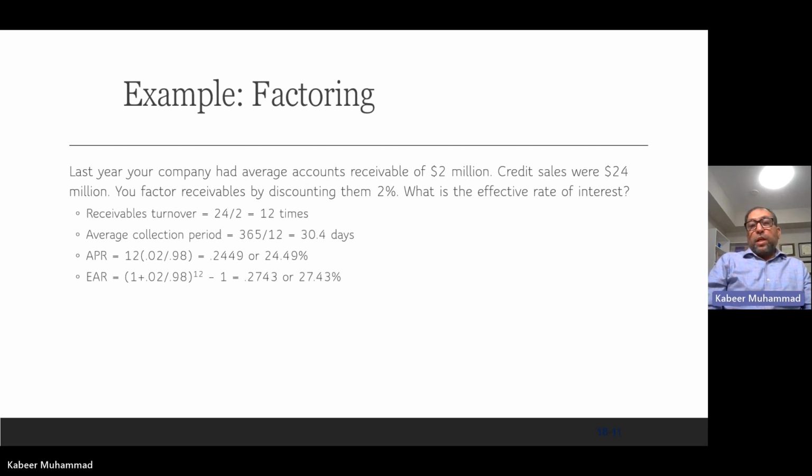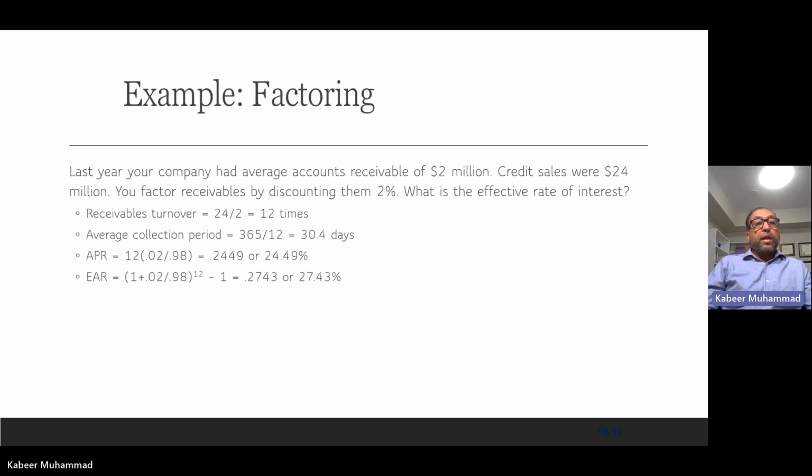Factoring can also be possible, and as I mentioned, factoring is the selling of accounts receivable to a third party. Last year, your company had average accounts receivable of 2 million. Credit sales were 24 million. You factor receivables by discounting them 2%. What is the effective rate of interest? We see that receivable turnover is 12, since 24 is the total sales and the average is 2 million. So we can say 12 times. The average collection period is 30 days, 30.4 days.